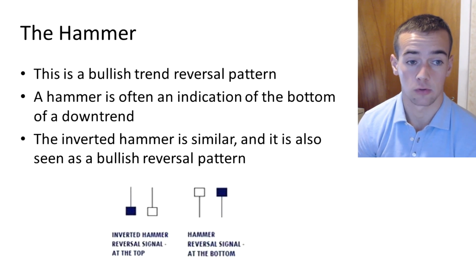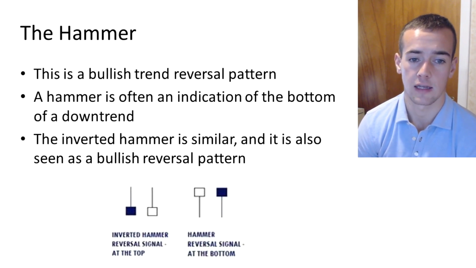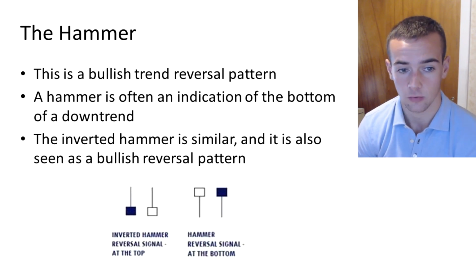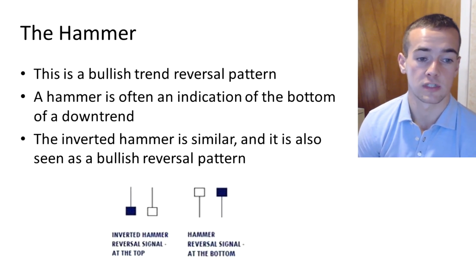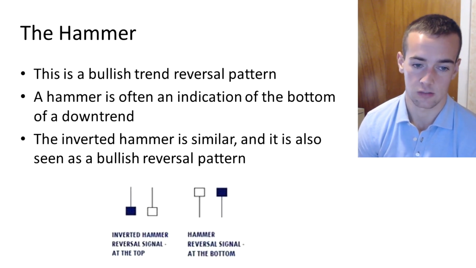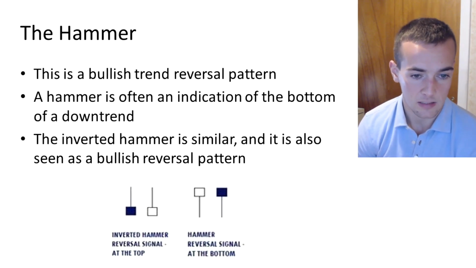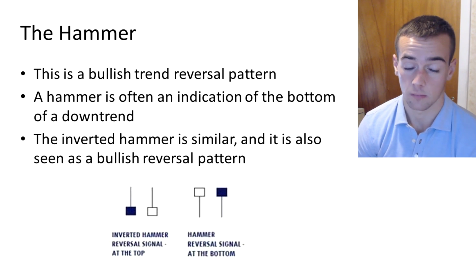So the first pattern to look for is called the hammer. Now this is a bullish trend reversal pattern. A hammer is often an indication of the bottom of a downtrend, and the inverted hammer is similar, and it is also seen as a bullish reversal pattern. On the bottom there, you guys can see what this looks like. It is a short body with a long shadow in one direction for the inverted hammer, and then the hammer is going to have the shadow down below the body.